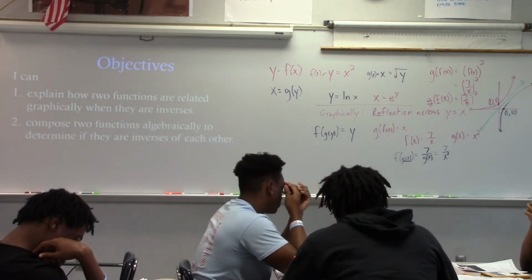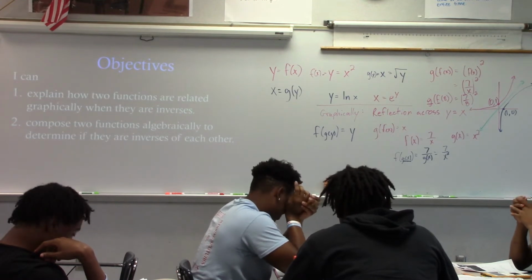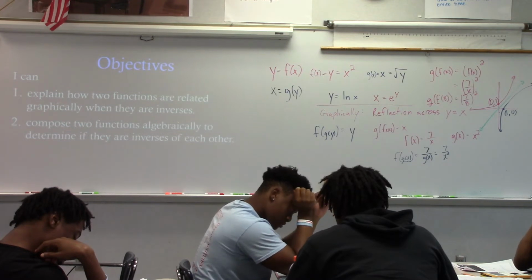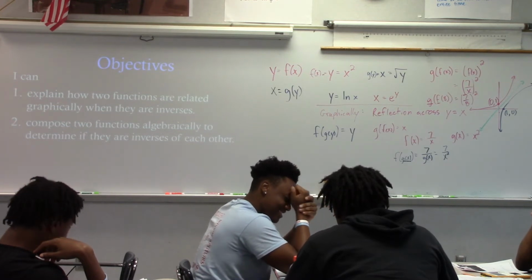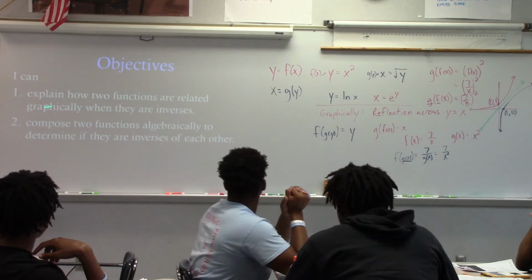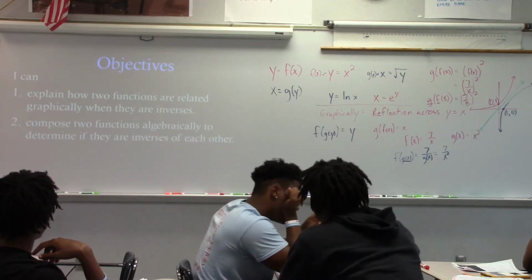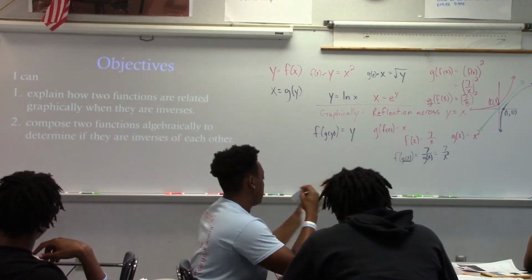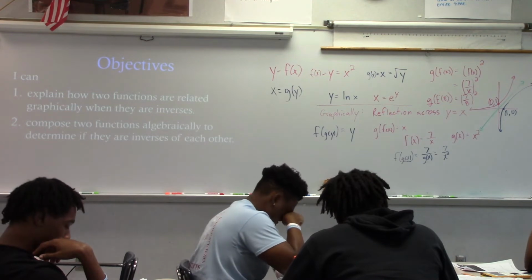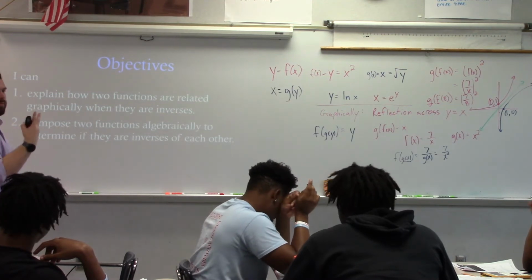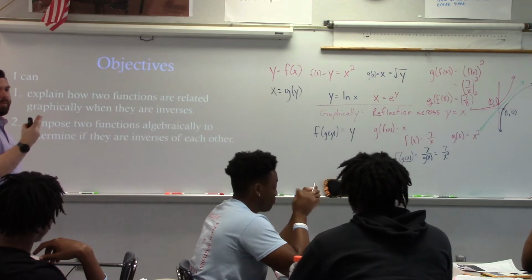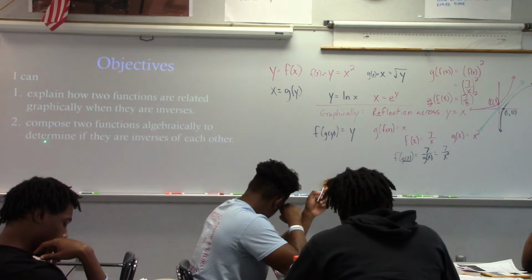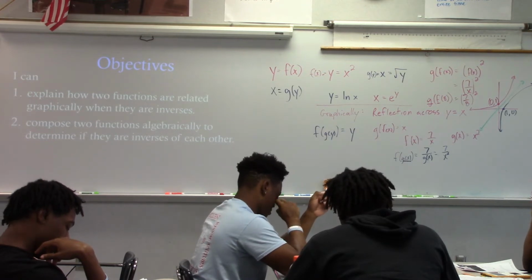Okay. So objectives with this lesson 4 that we've been on. I can explain how two functions are related graphically when they are inverses. How are they related graphically when they're inverses? They're reflections across y equals x. All of the x and y values are going to switch. They're transposed, that's the mathematical term. They switch places. And then I can compose two functions algebraically to determine if they are inverses of each other, and we talked through that briefly.